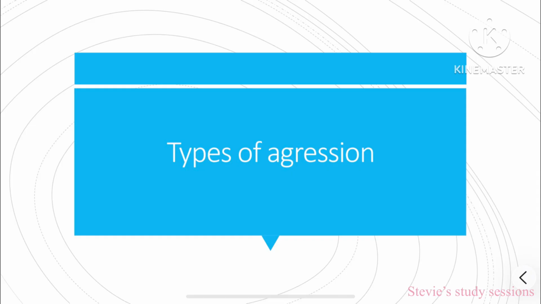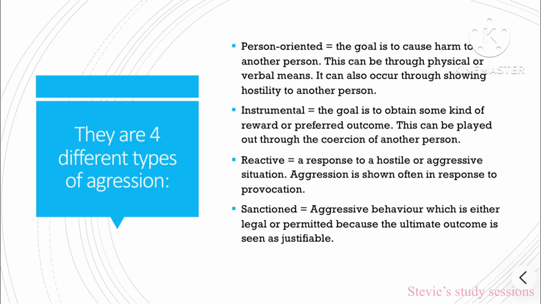Now, there are many different types of aggression, for example verbal, physical, indirect. However, you need to know about four main types. Person-oriented aggression is where the goal is to cause harm to another person. This can be through physical or verbal aggression. It occurs through showing hostility to another person.